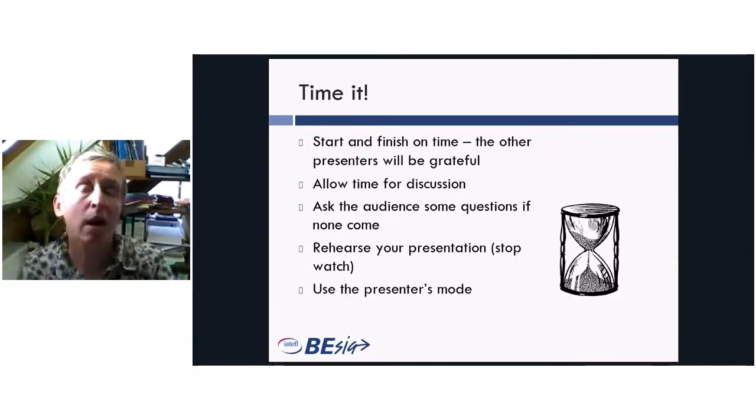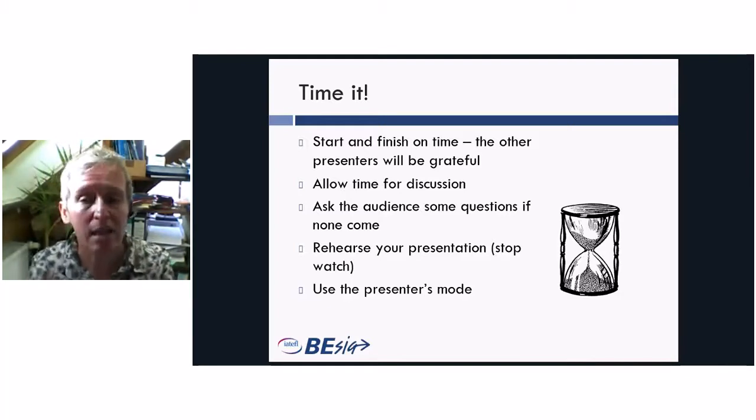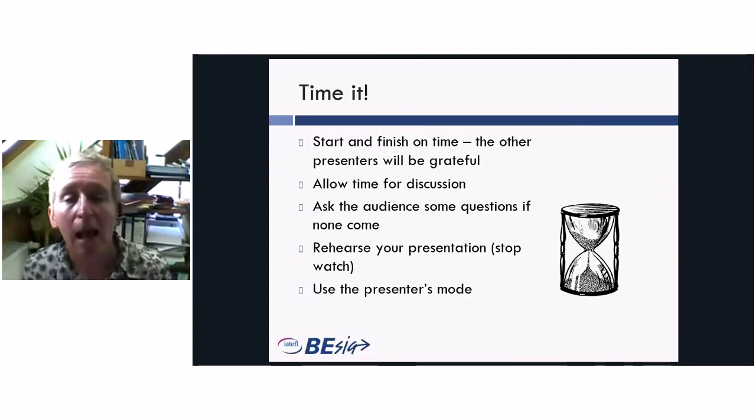Timing is very important. Really remember, conferences are very busy. Room handover periods are 5 to 10, maybe 15 minutes. So you must start and finish on time. Other presenters and organizers and the audience will be very grateful for that because it is already quite difficult to cram in so many sessions in one day.